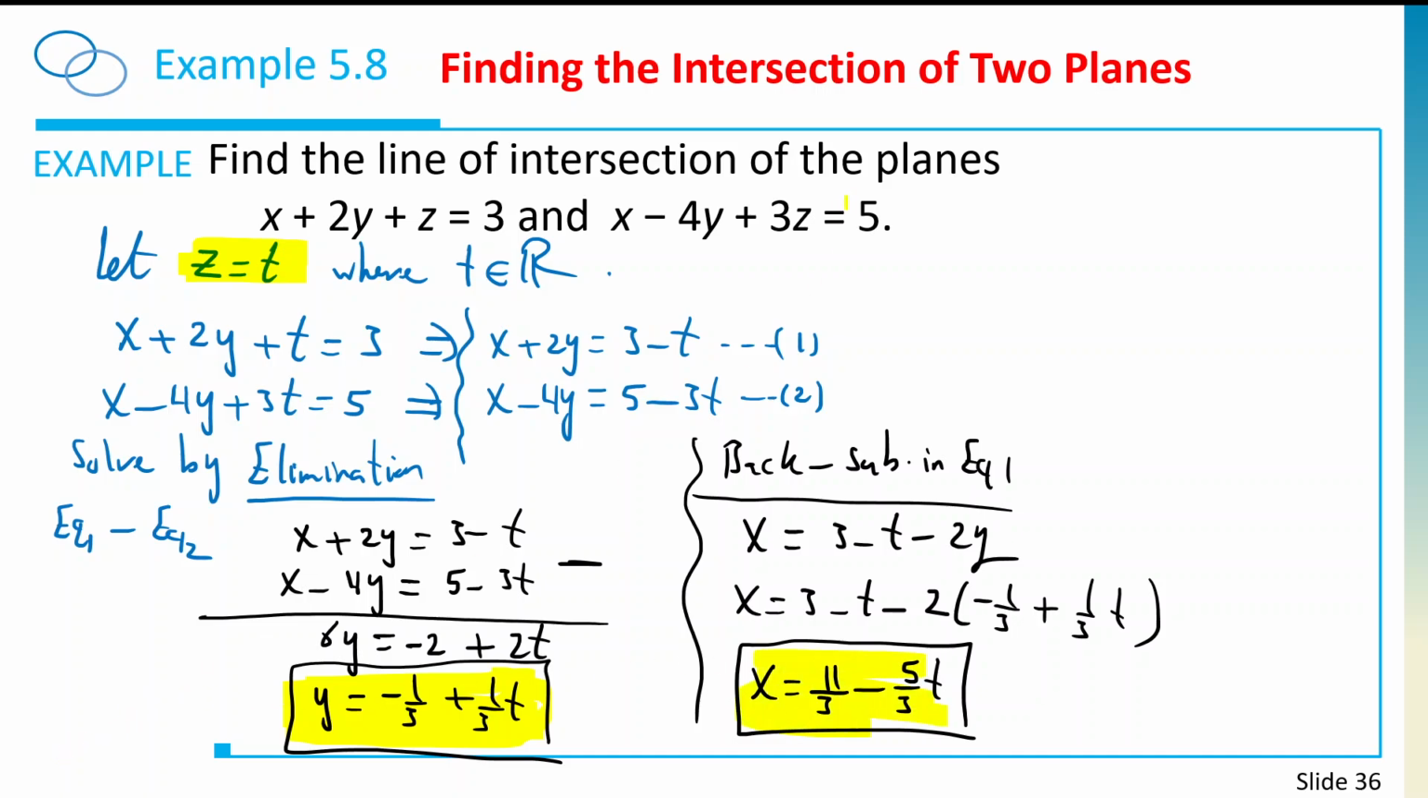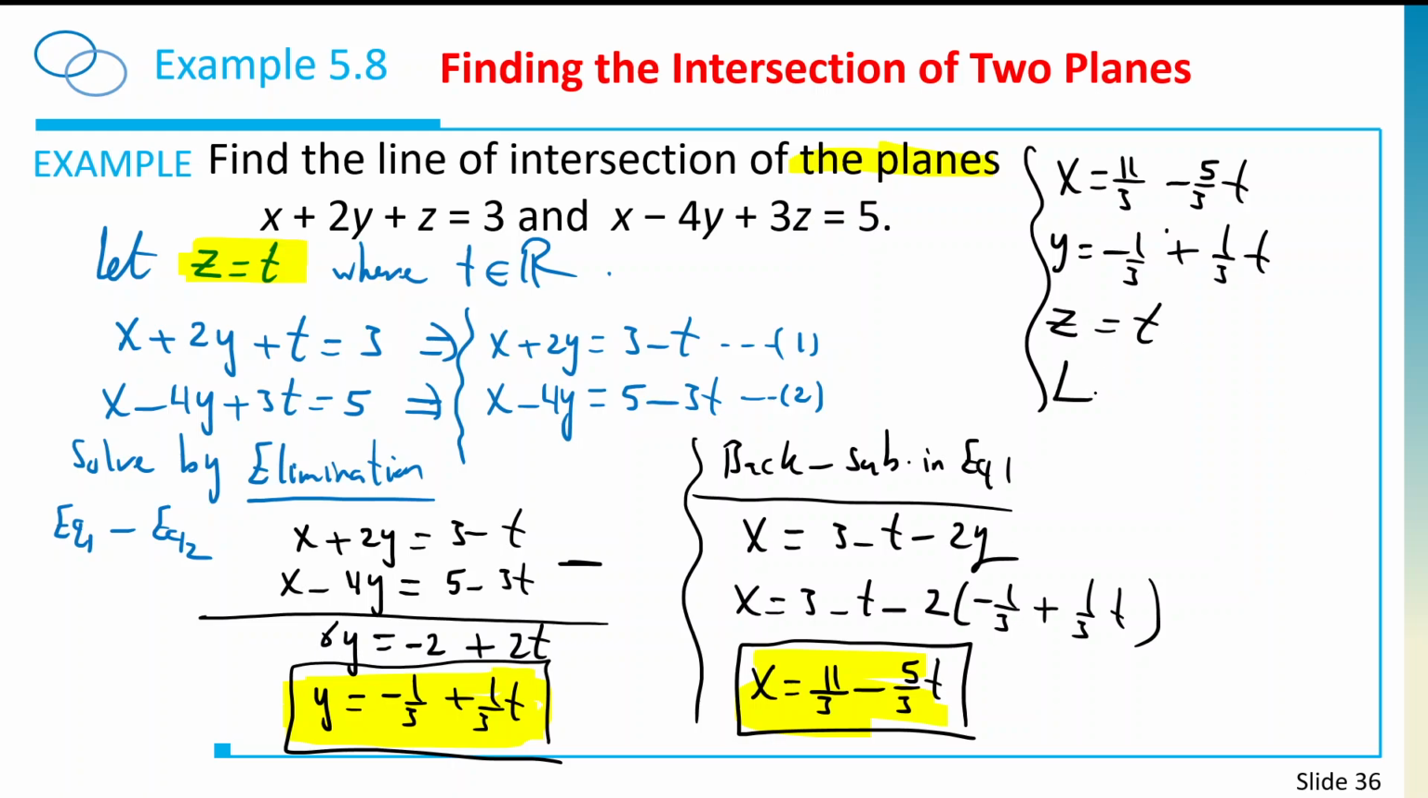So the two planes do have an intersection, and this is a line. The line of the intersection can be written as the parametric equations x equals 11 over 3 minus 5 over 3t, y equals negative 1 over 3 plus 1 over 3t, and z equals t. This is the equation of the line. This is the intersection between these two planes.